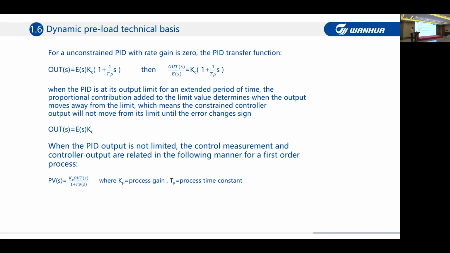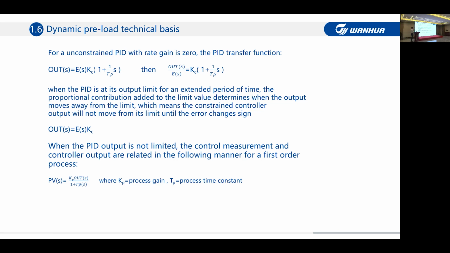When the PID is at an output limit for an extended period of time, the proportional contribution added to the limit determines the output move away from the limit. So when the output is limited, the output relies on this part, the proportional part. Actually it's not exactly this way, because a limitation is applied on this part.